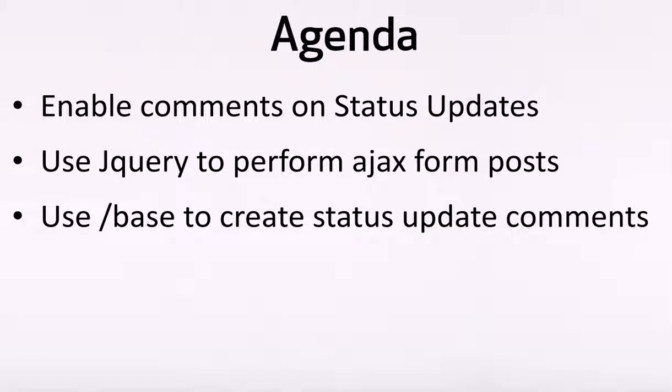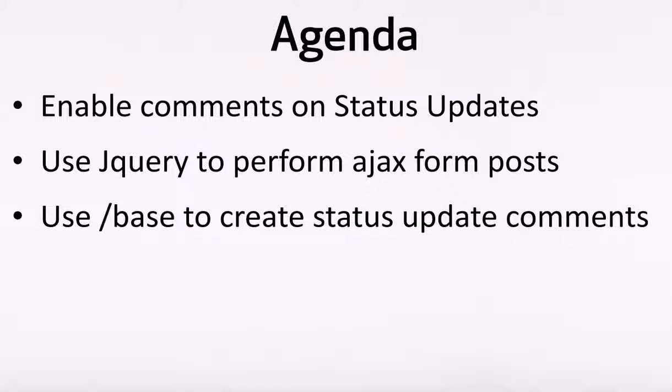For this session we'll enable comments on status updates. That means you'll have a more threaded conversation, so you could reply to a status update and show these updates in your stream. Also, we'll use jQuery to perform these Ajax form posts. I've already predefined the jQuery stuff, because it's nothing that's specific to Umbraco, so we'll just go through the different scripts to see what to do. And finally, we'll use base to receive this data and create the different status update comments in our tree.